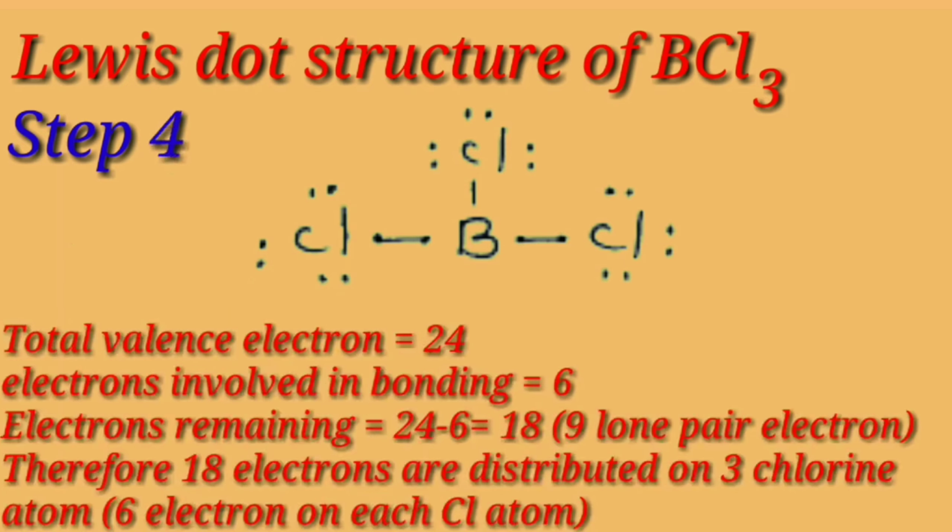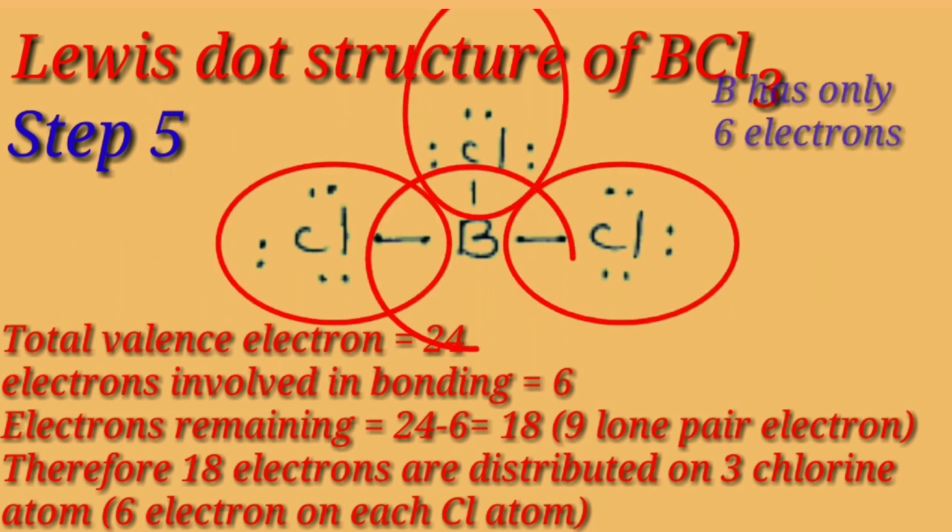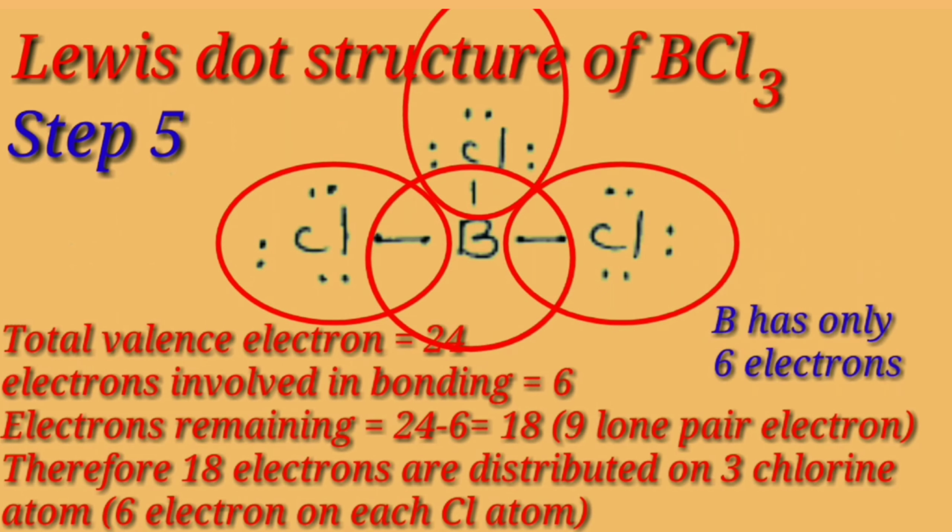In the fourth step, we need to place remaining electrons in pairs around appropriate atoms. We need to start with outer atoms. That is, 24 minus 6 is equal to 18 electrons left. Therefore, there are 9 lone pairs to add. In the next step, we need to make sure that all atoms have octets. The chlorines have octets. Boron is a special element that can have an incomplete octet. So boron only needs 6.